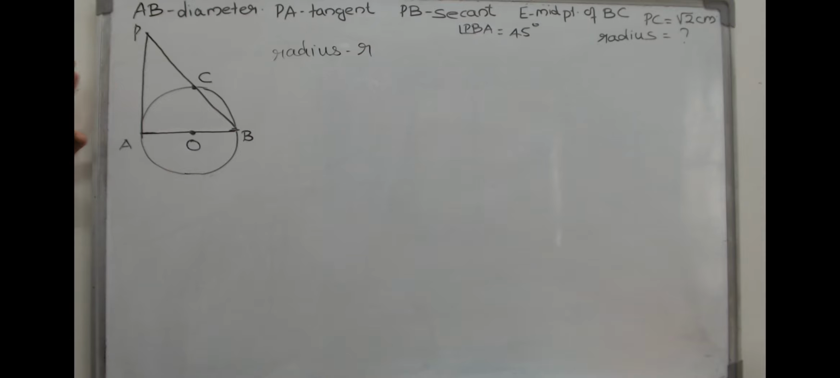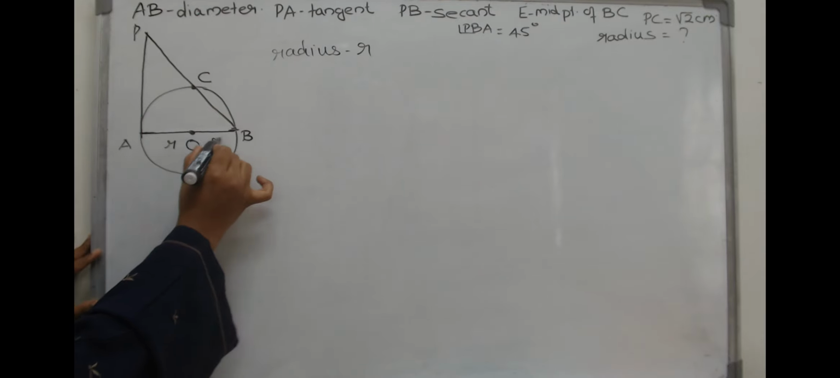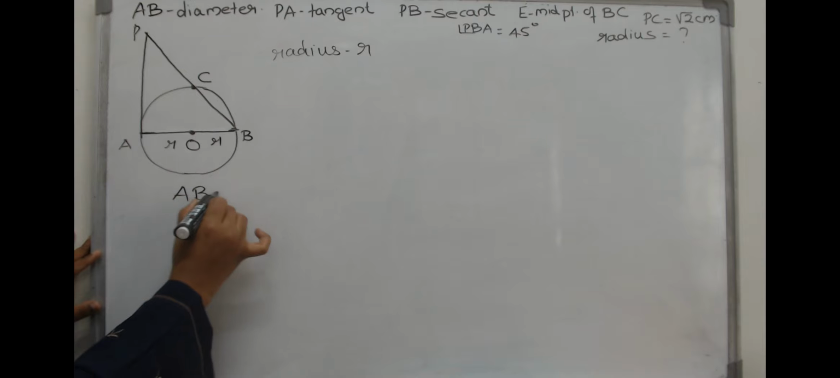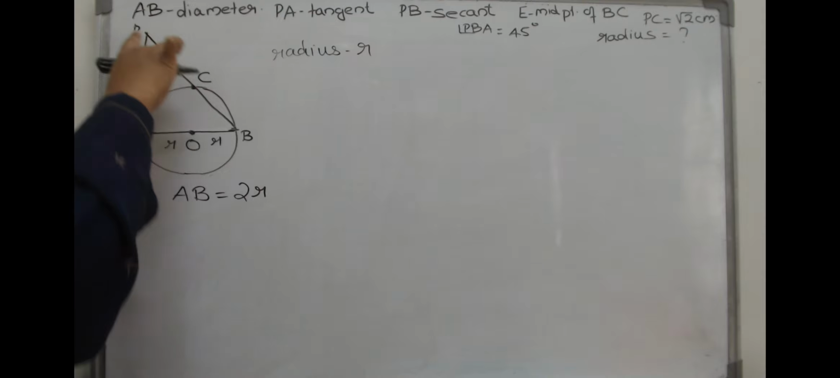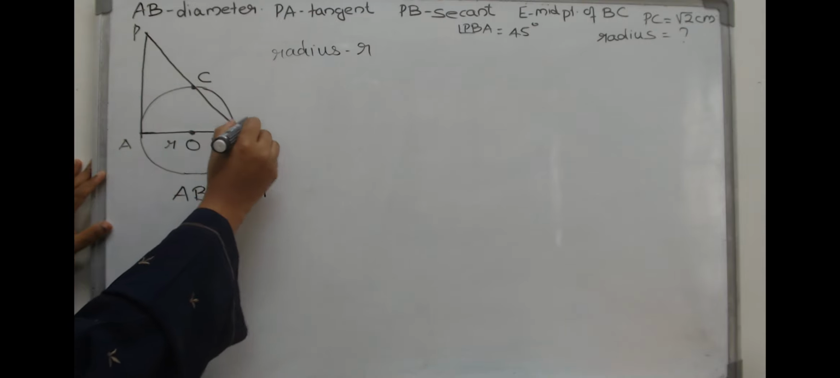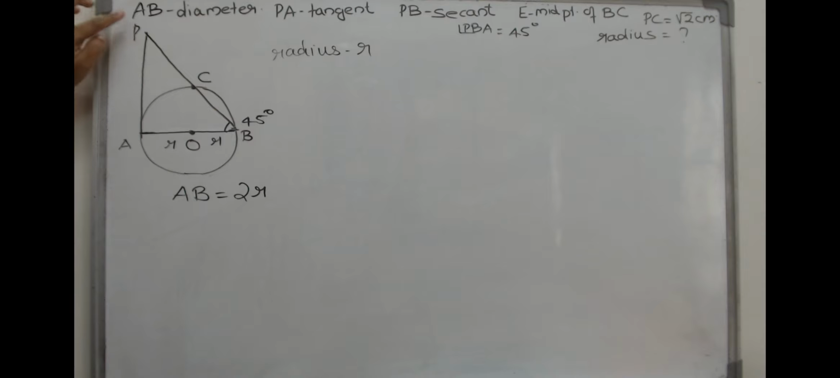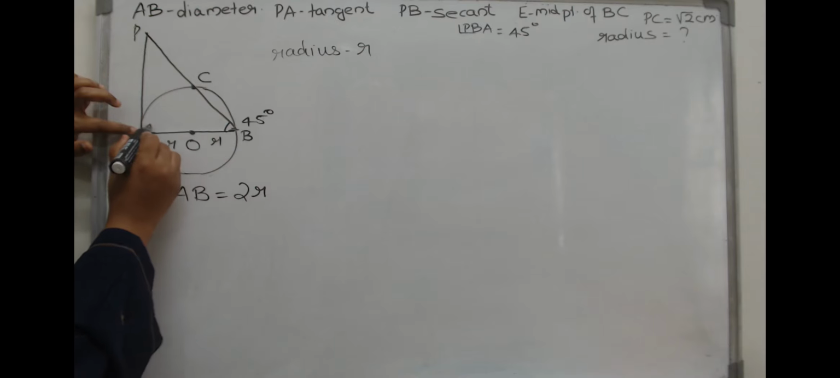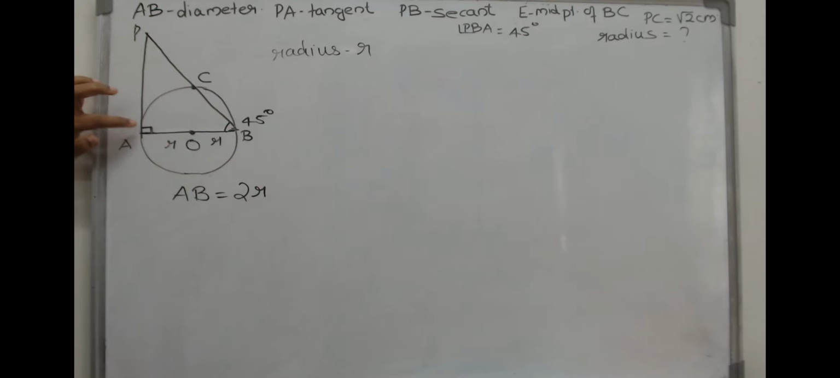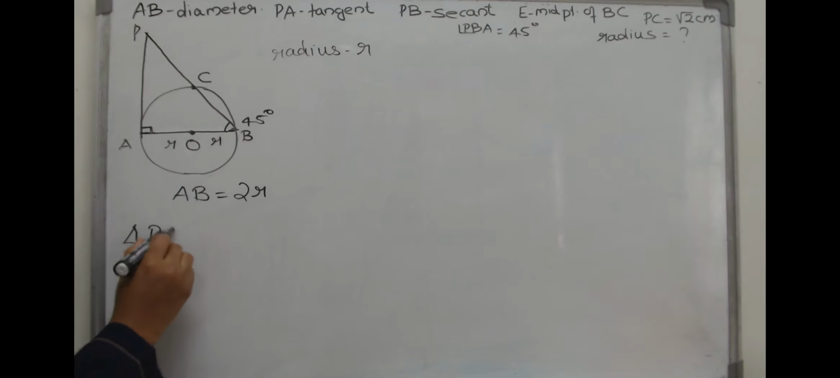What we need to find is the radius of this circle. Let the radius be r units. Then here you have an r unit and here you have an r unit, and AB is equal to 2r units. What else is given? Angle PBA is 45 degrees, and we said that PA is a tangent. At the point of contact, the radius and the tangent are perpendicular to one another, so you have 90 degrees here.